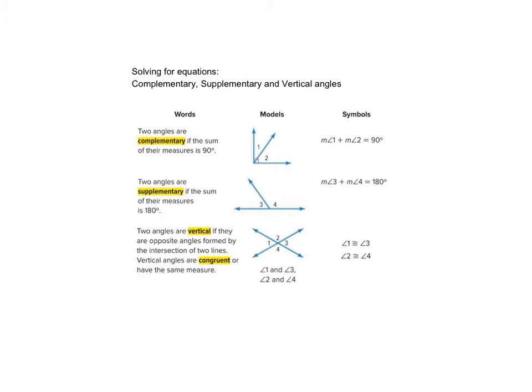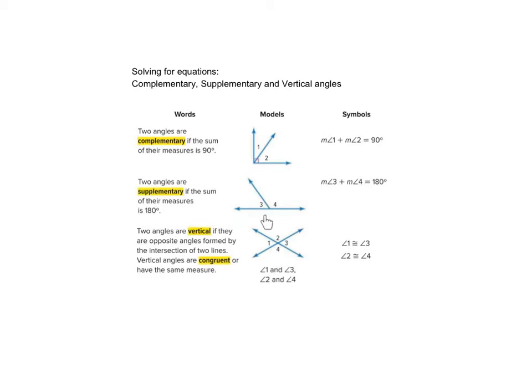Today we're going to solve equations with complementary, supplementary, and vertical angles. To review, complementary angles are when the sum of their measures is 90 degrees. So these two angles here add up to 90 degrees, so we would consider them complementary. If I know the value of 1, I can find the value of 2, knowing that the two add up to 90 degrees.